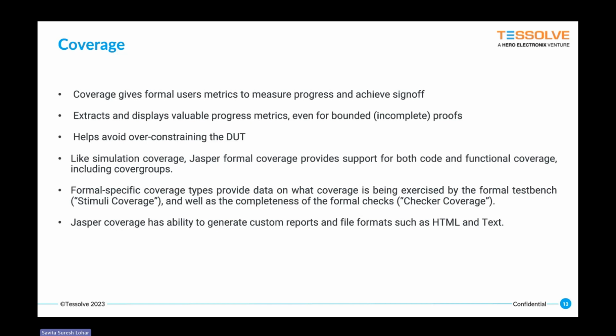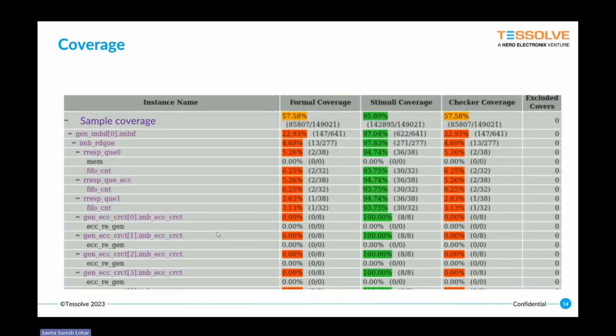So formal specific coverage types provide data on what coverage is being exercised by the formal test bench, as well as the completeness of the formal checks. Jasper coverage has the ability to generate custom reports and file formats such as HTML and text. One of the formats I have collected over here: you can see the instance name and what all coverages we can capture, that is formal coverage, stimuli coverage, and checker coverage.